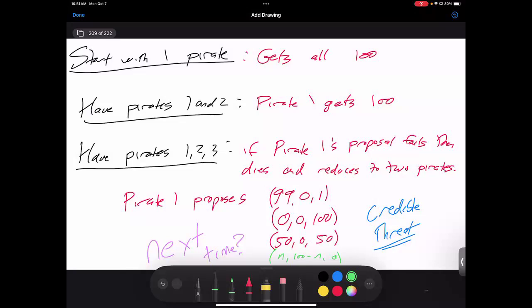So anyways, I love this problem because it's not clear what the right answer is. If they're all rational, you can make the argument 9901, and you find out that there's an alliance between the odd and the even numbered pirates. All the odd numbers are together, all the evens are together. But as soon as you have the threat of, I'm willing to let you die.